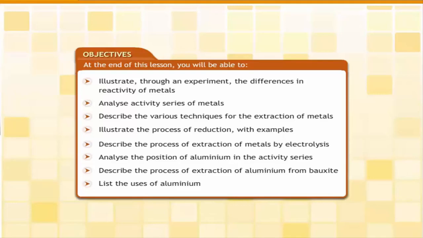At the end of this lesson, you will be able to illustrate through an experiment the differences in reactivity of metals, analyze activity series of metals, describe various techniques for the extraction of metals, illustrate the process of reduction with examples, describe the process of extraction of metals by electrolysis, analyze the position of aluminium in the activity series, describe the process of extraction of aluminium from bauxite, and list the uses of aluminium.